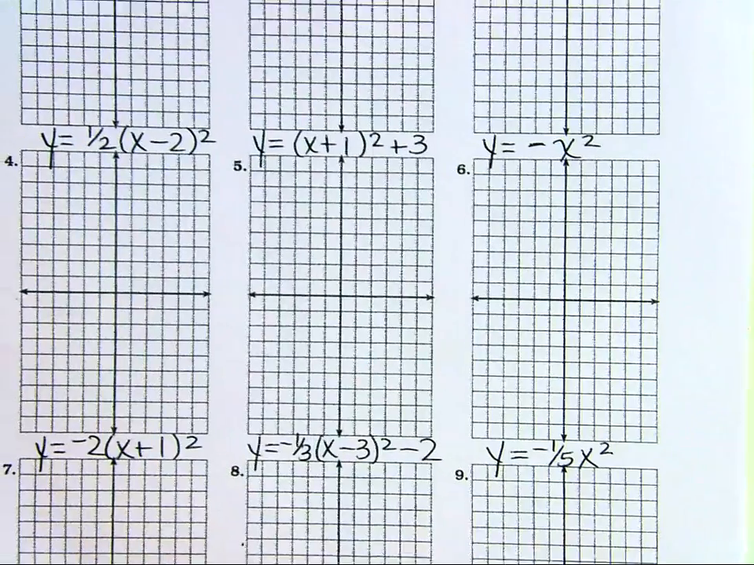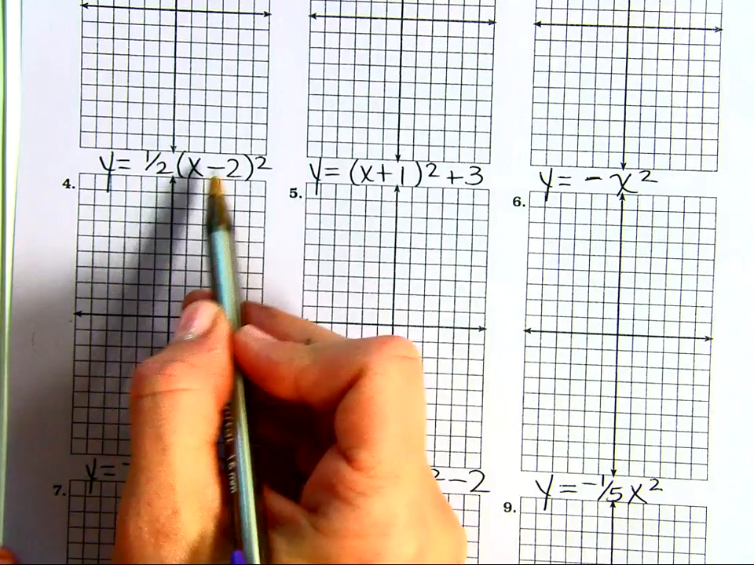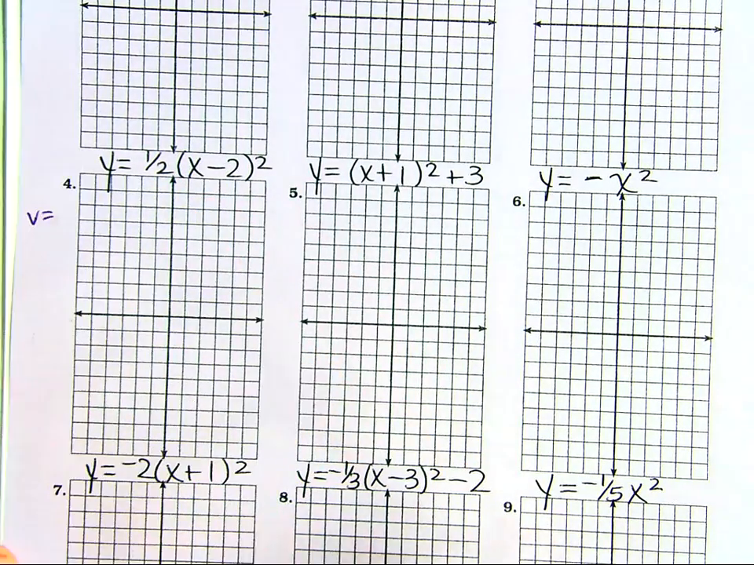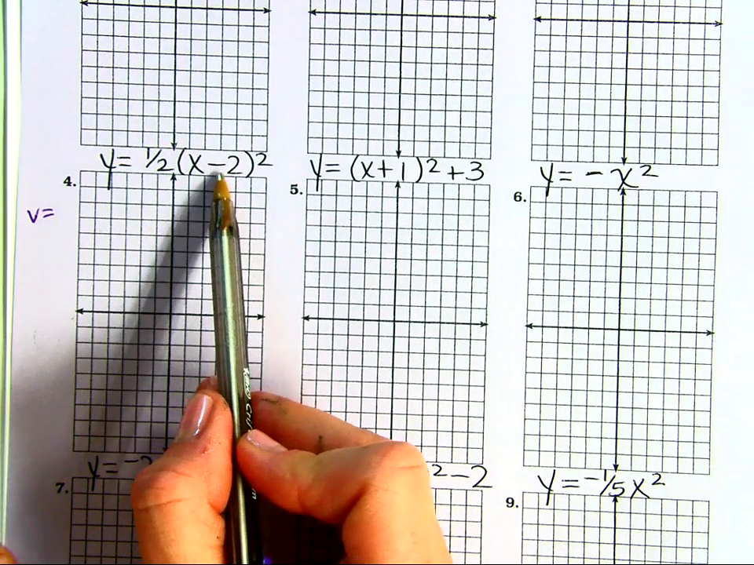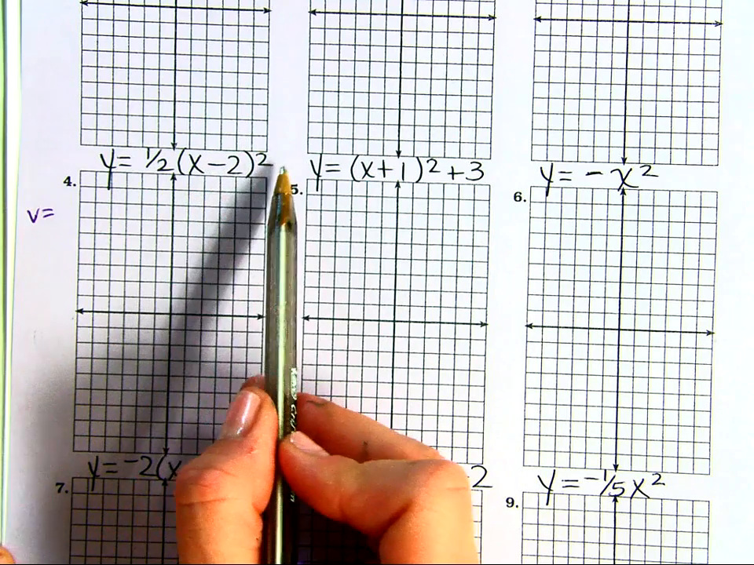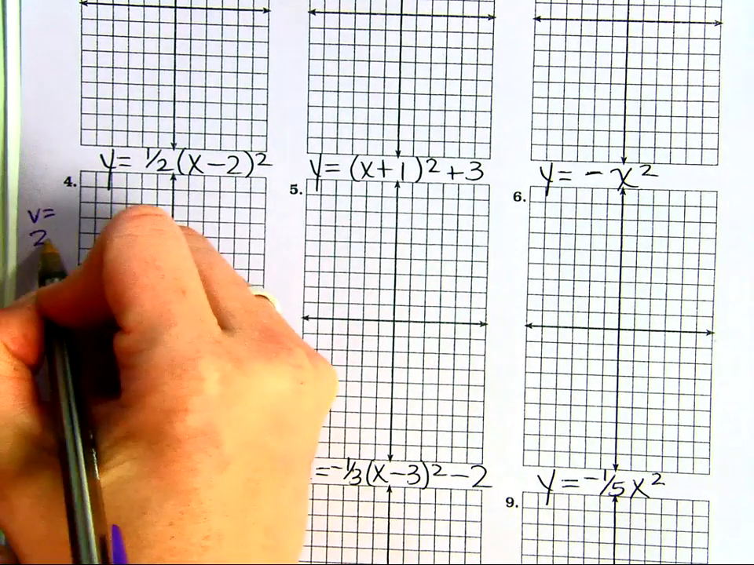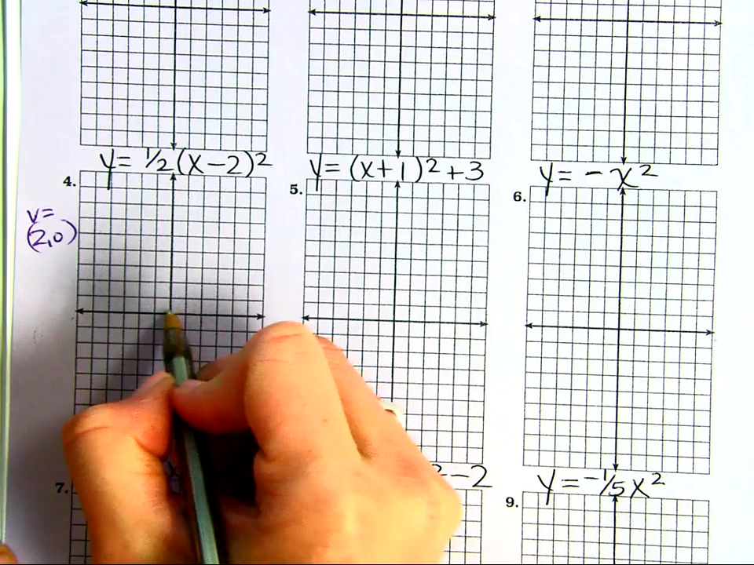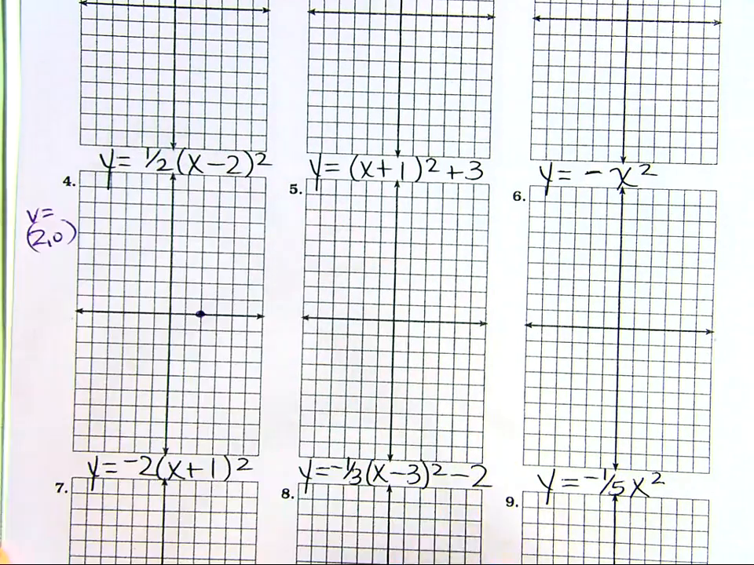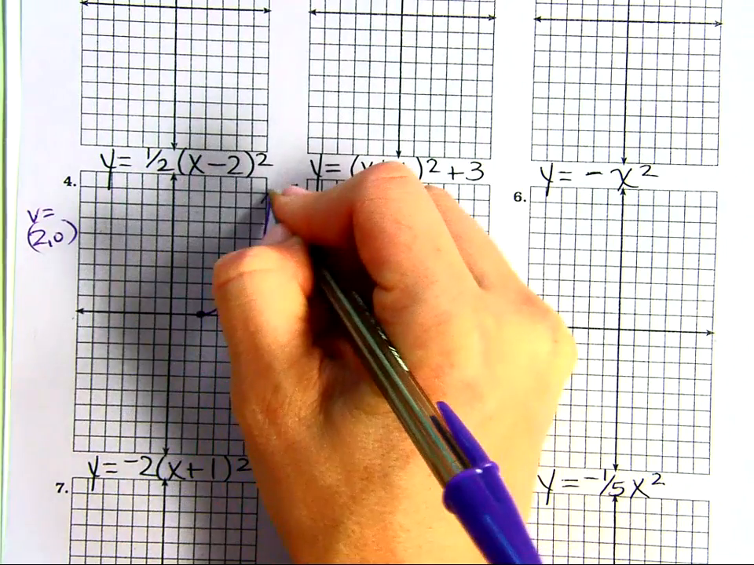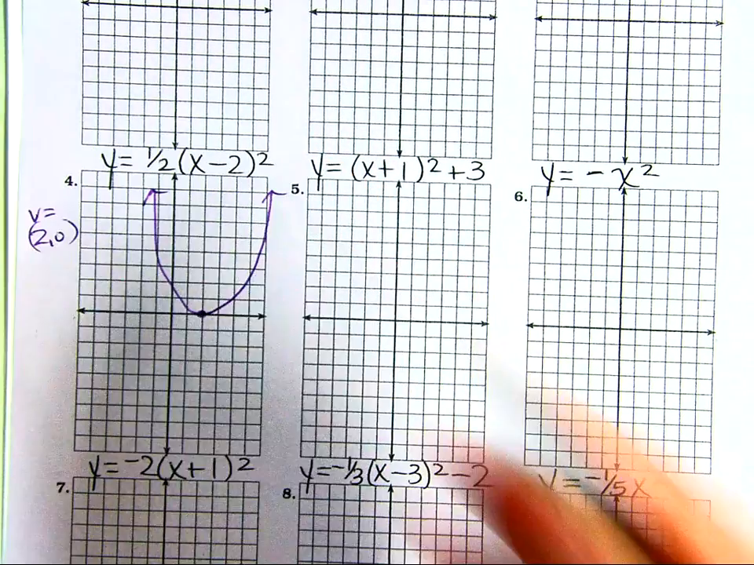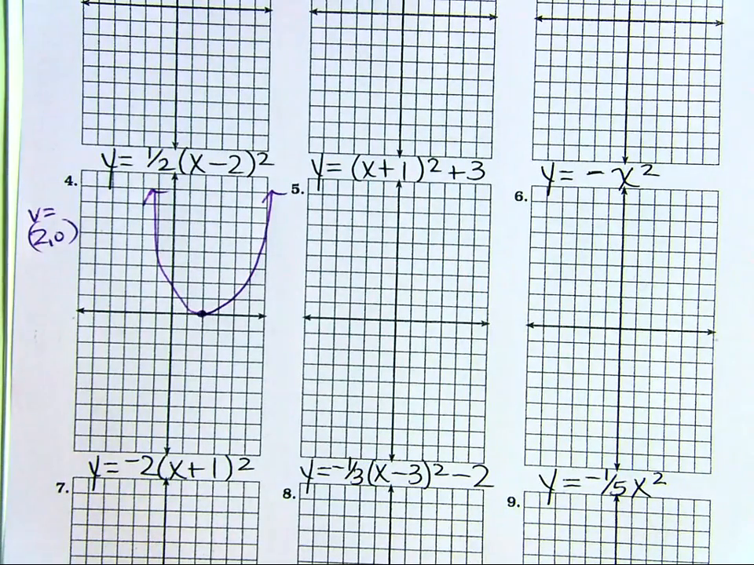So what about this one right here? What's your vertex? 2, 0. Does it open up or down? And, you know, there's a half there. It gets a little wider. If you want to do that, great. Again, if you just get the vertex and the up or down, I'm good with that.